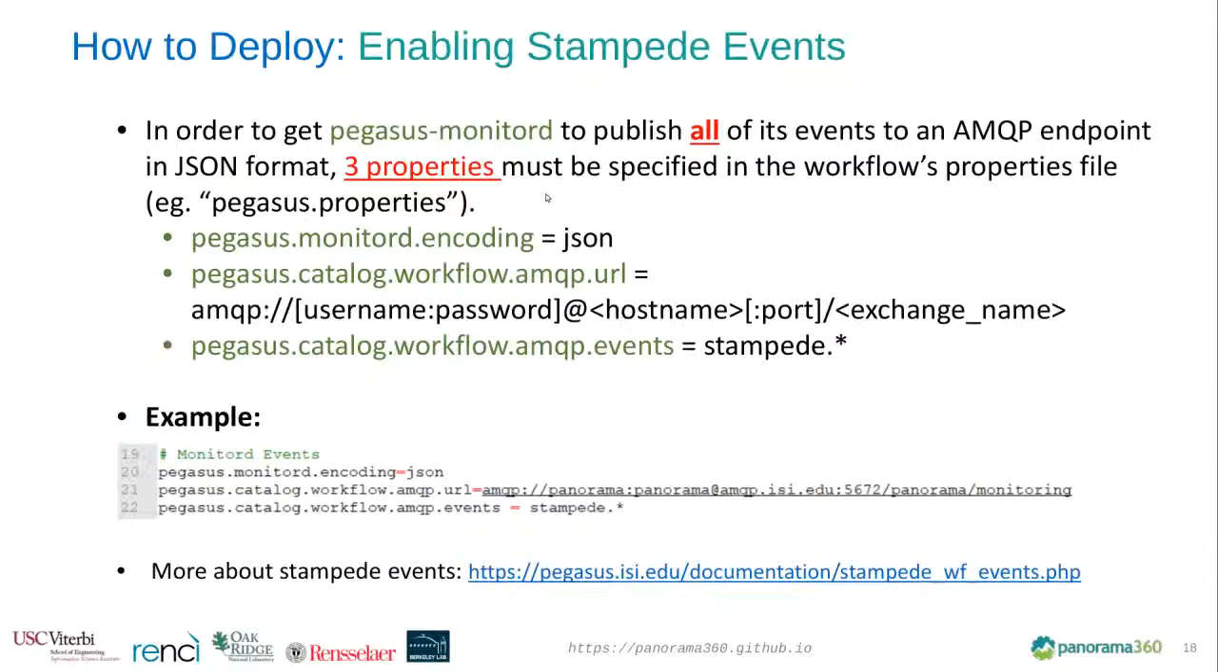And the second property is pegasus.catalog.workflow.amqp.url, which specifies the AMQP endpoint that the Pegasus monitord will connect to and publish the Stampede events. The third property is called pegasus.catalog.workflow.amqp.events. And here we're using a wildcard, stampede.*, and this tells Pegasus monitord to publish all its events. If you wanted to narrow down the events published from Pegasus monitord, you can specify a different filter here or multiple filters. And you can find more about that in our Stampede events documentation, which is the link down on this slide.